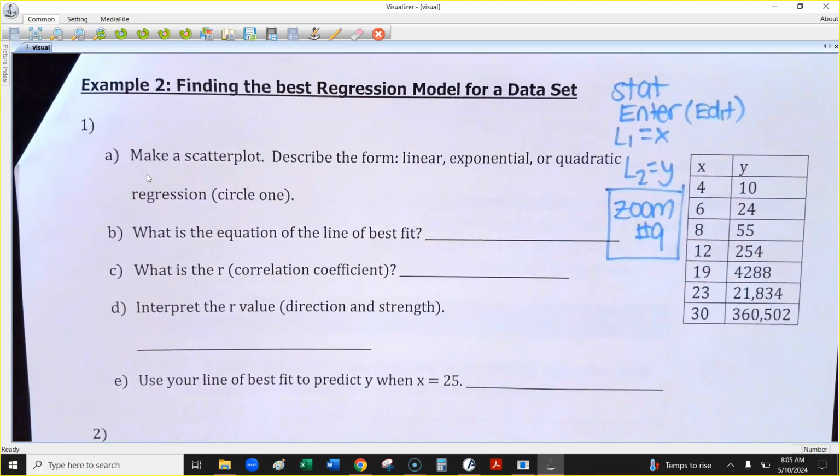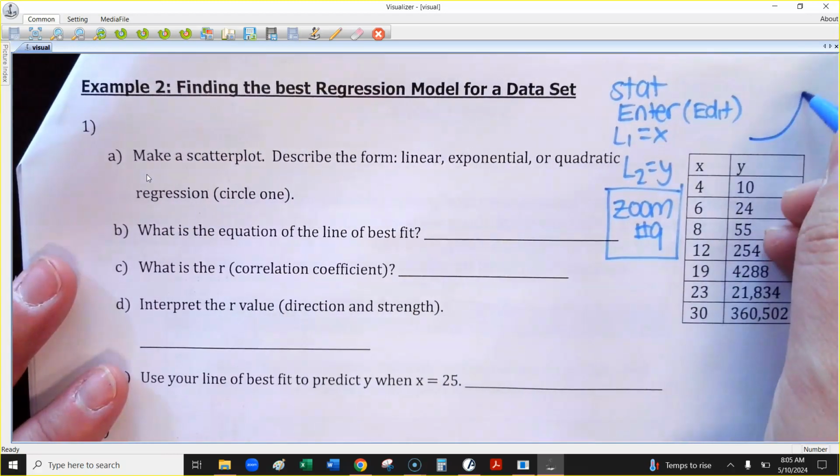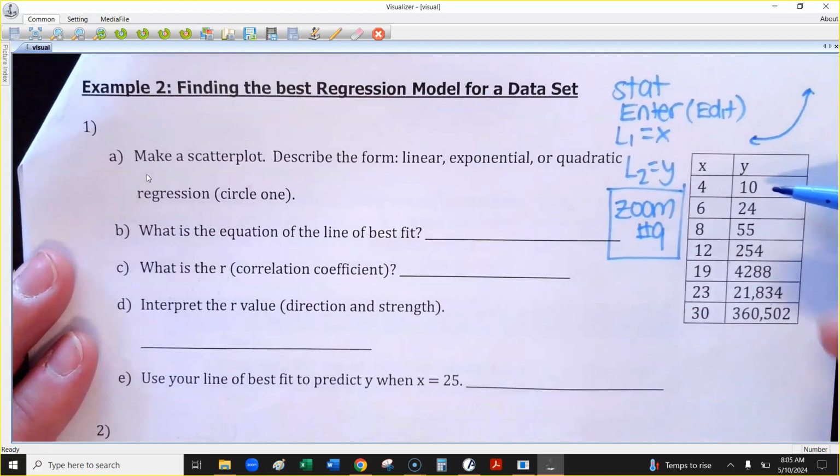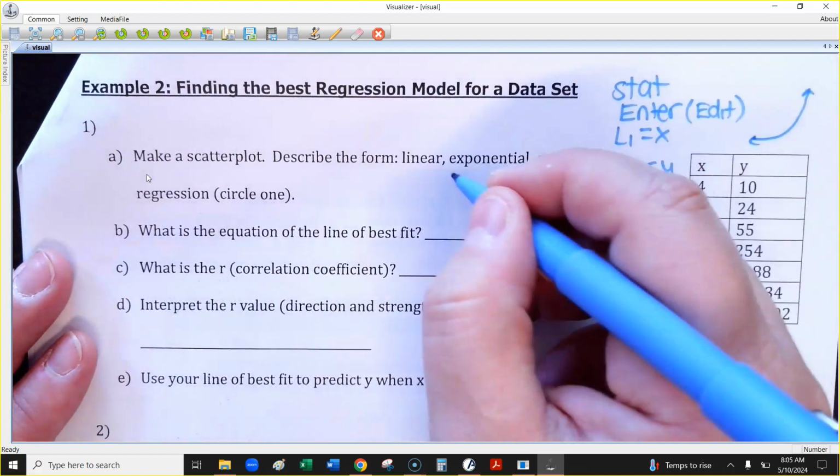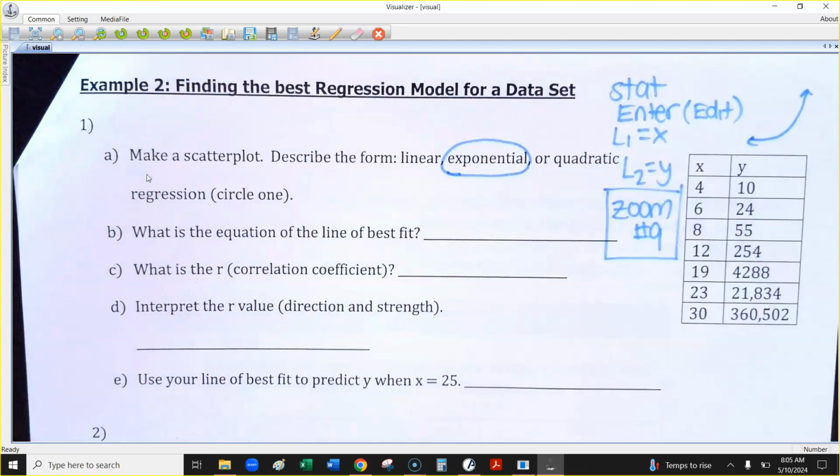Linear, quadratic, exponential. Yeah, for sure. Because it makes that jumps up really quick. You guys can see this in the data. Like this is getting really big really fast. So this is exponential growth right here. All right, so I'm just going to circle. That's the one we're going to pick.